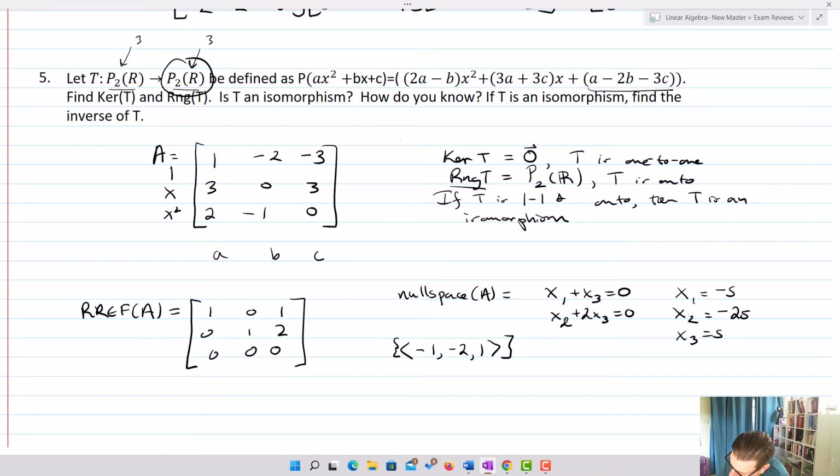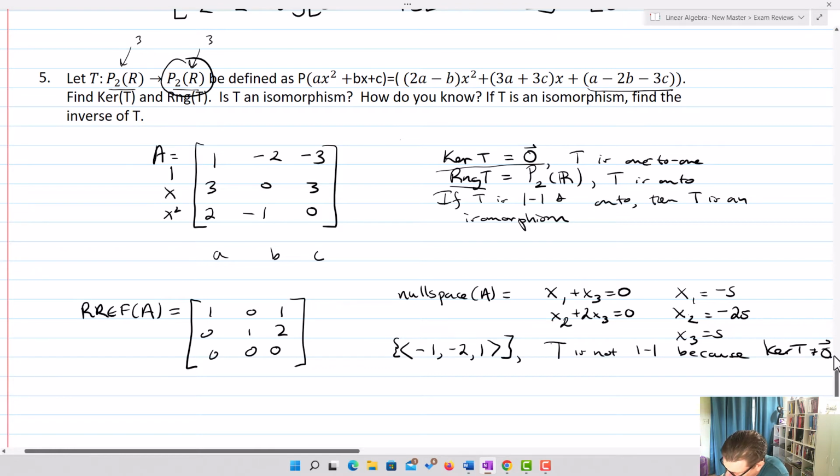Okay? So now notice that the kernel of T is not equal to the 0 vector, right? So what we have here is T is not 1 to 1 because the kernel of T does not equal the 0 vector. Okay, so not 1 to 1.